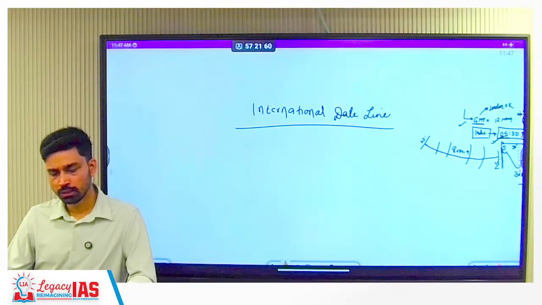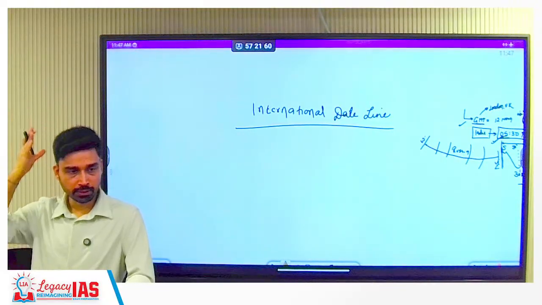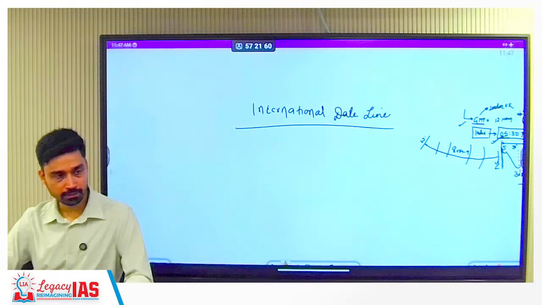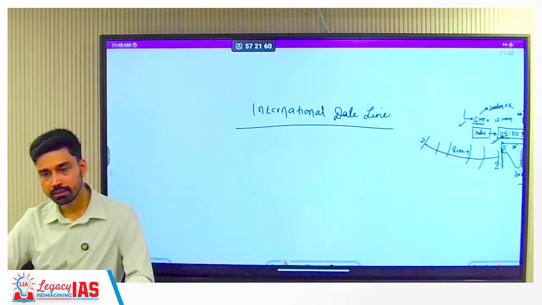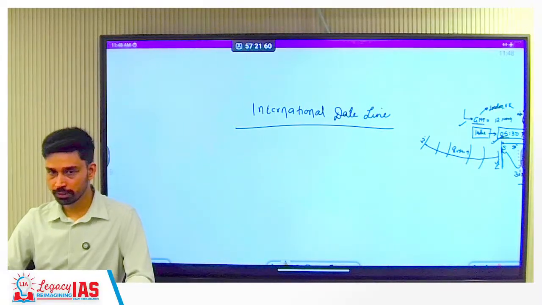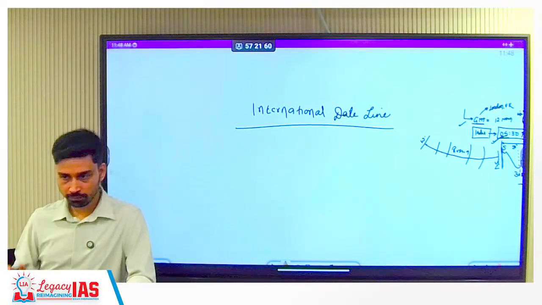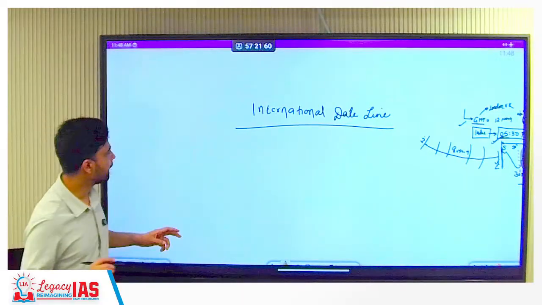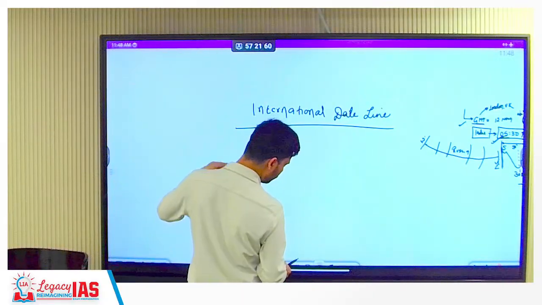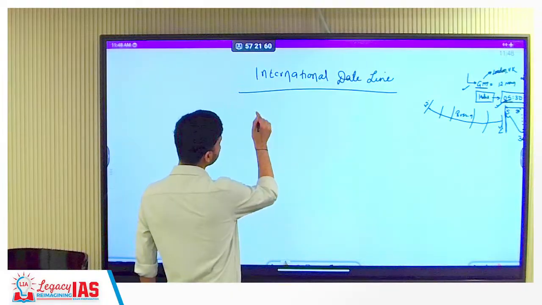right? So this basically is a line that you have drawn on the earth's surface. If you cross the line, what will happen? The date will change. So if you are in 31st of December, you will go into 1st of January, or from 1st of January you will come back to 31st of December. So that imaginary line we have drawn is referred to as what? International date line.